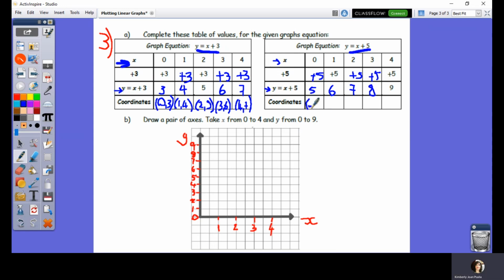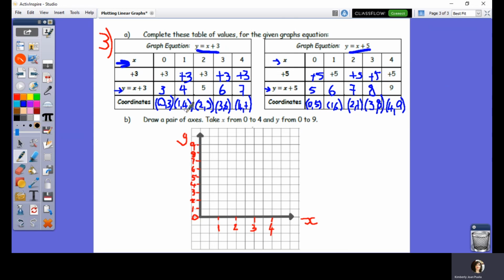Write down the coordinates. Okay, 0, comma 5, 1, comma 6, 2, comma 7, 3, comma 8, and 4, comma 9. It is important to use a table to be organized and to get your coordinates. Without the coordinates, you cannot produce a graph. And now we have to plot.